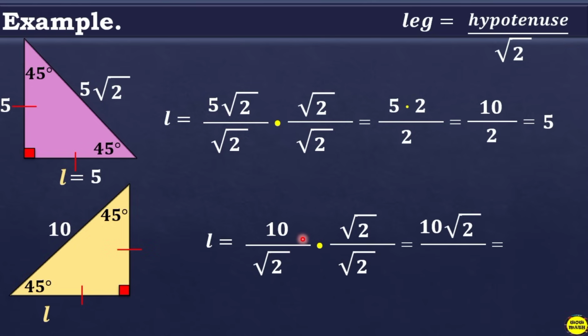So, we now have 10 square root of 2 divided by this will become 2. And 10 divided by 2, that is 5. So, 5 square root of 2. So, therefore, the length of your leg is 5 square root of 2. Since this is congruent to this side, so this is also 5 square root of 2.